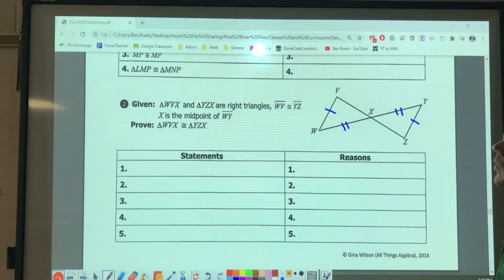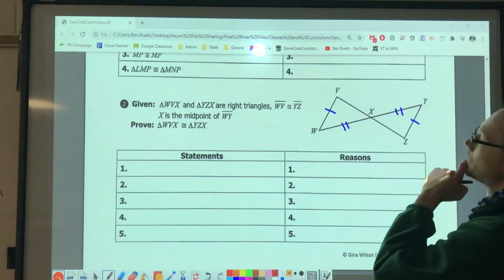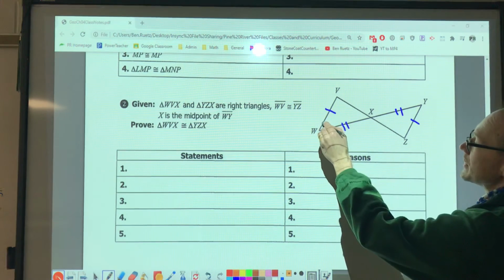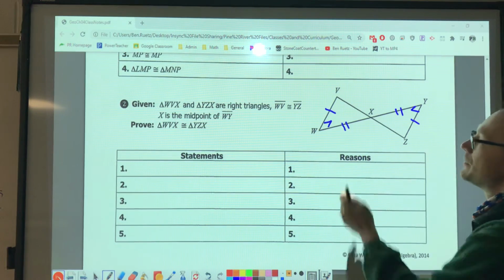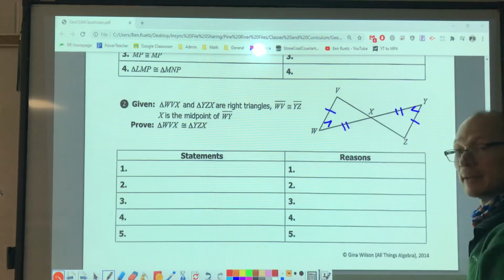Well, which one of these, which one is the right angle? Which one is the hypotenuse? Which one is the leg? Well, you've got a couple of options. First of all, if this is the right angle, which it doesn't look like, then you can say side angle side, they're the same.